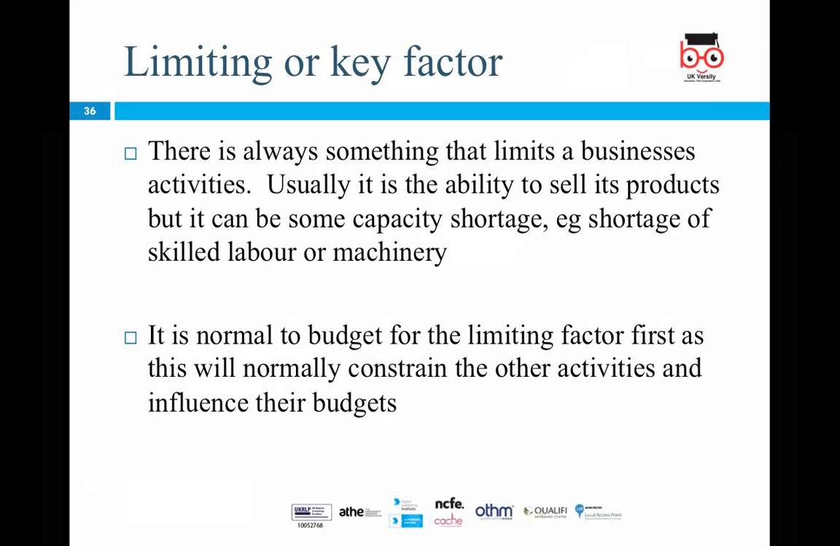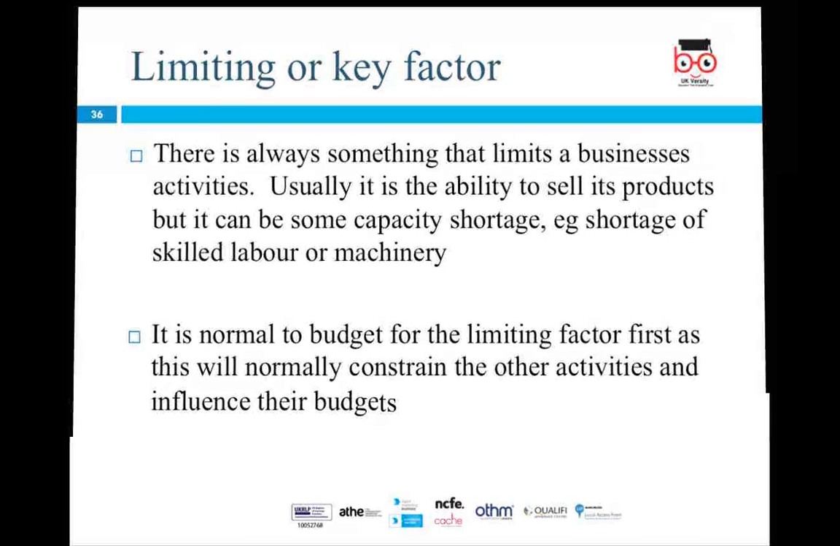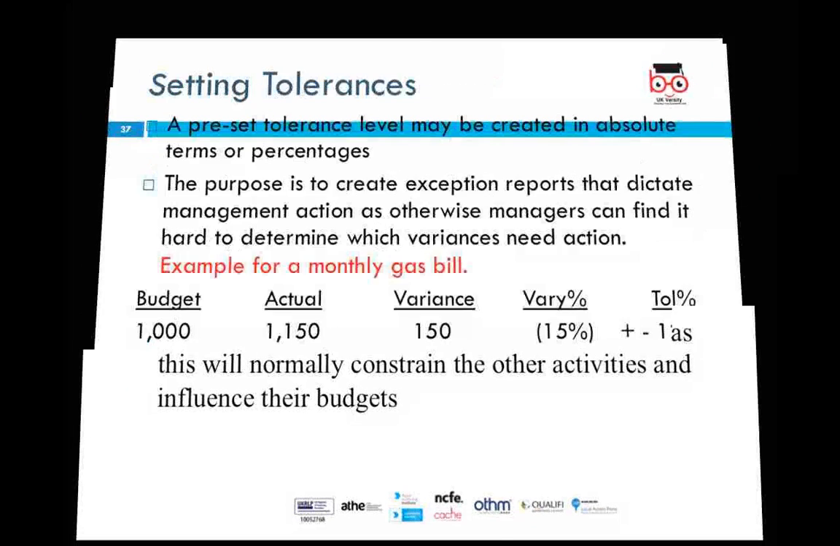There's always something that limits the business activities. Usually, it is the ability to sell the product, but it can be some capacity shortage, like labor unrest and problems that a budget cannot forecast, the capacity of the production, the machinery, or skill level, or other things related to the machinery. It is normal to budget for the limiting factor first, as this will normally constrain the other activities and influence their budgets.